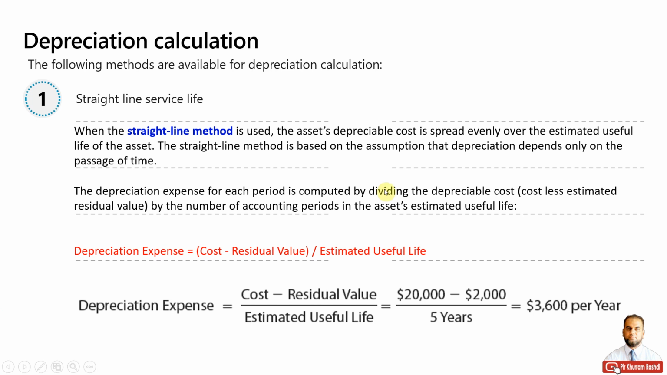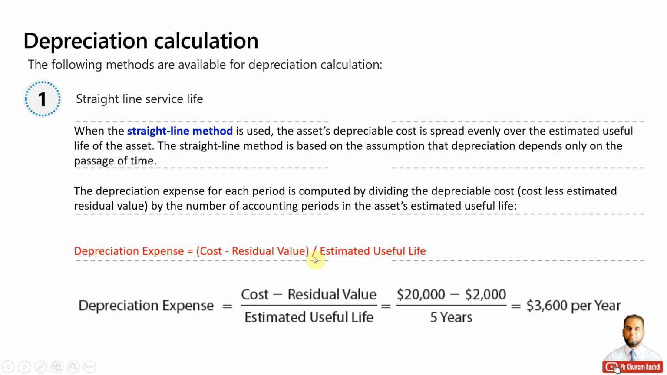So the straight line method is basically based on the assumption that depreciation will occur over the passage of time. So how will you calculate the depreciation expense? Each period's depreciation expense will be computed by dividing the depreciable cost, that is cost less the estimated residual value, by the number of accounting periods in the asset's estimated useful life.